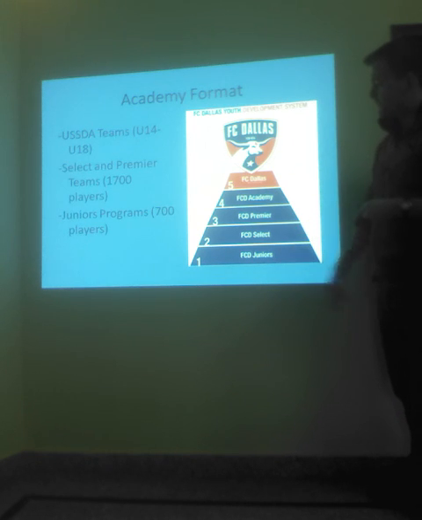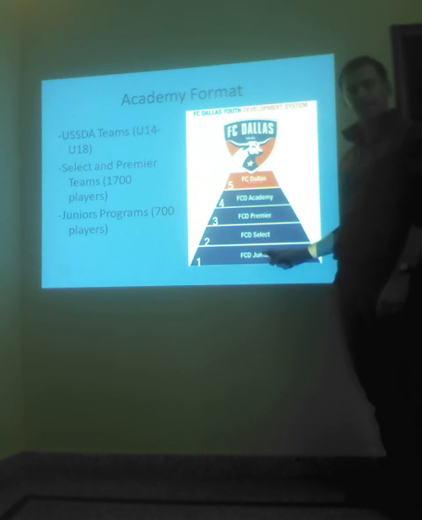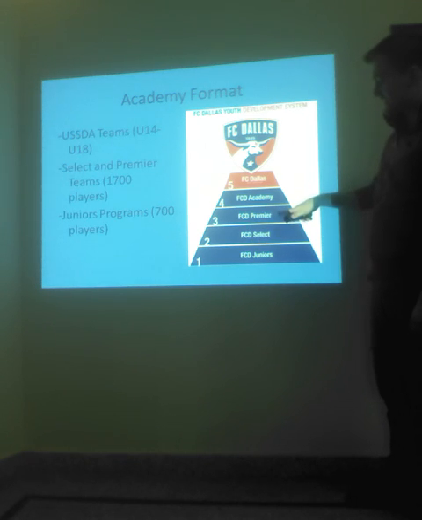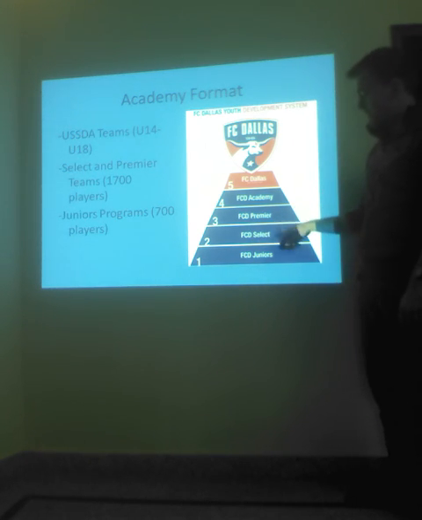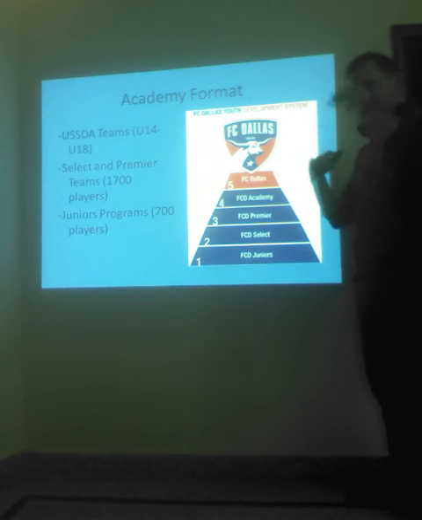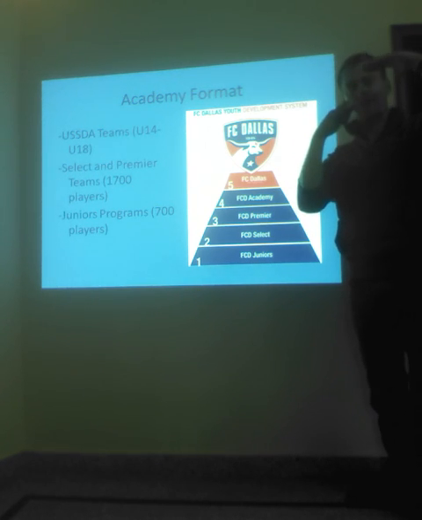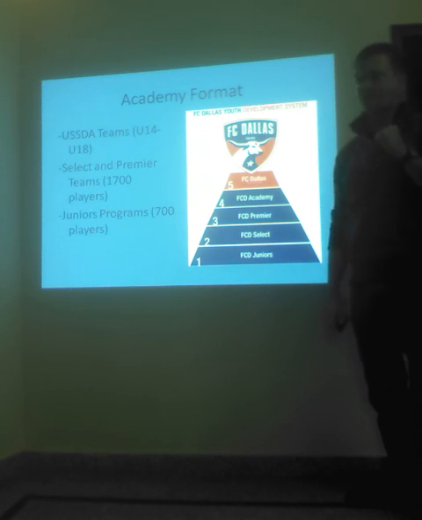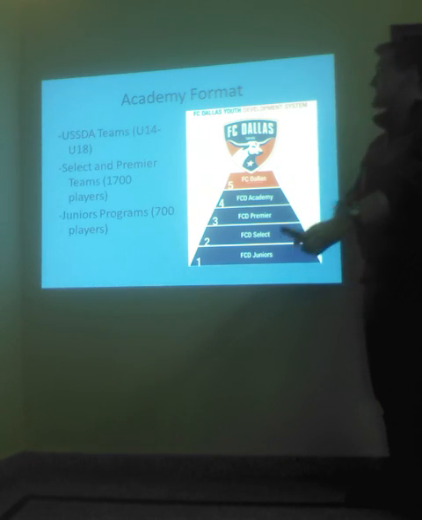Alright, as you can see, you've got 5 levels here. Starts off with FCD Juniors. So these are 7 to 10-year-olds who play for the academy. There are 700 of these currently playing for FC Dallas. You have the next 2 levels, FCD Select and FCD Premier. Now, Select and Premier are the same ages, about 11 to 14, but just different levels of play. So Premier would be more talented, higher level of play than Select. But FC Dallas has 1,700 players playing for them in these particular categories right now. Alright? And then the next level, the 4th tier, is their USSDA teams, under 14, under 16, and under 18. And they have about 72 players at the moment playing for them. So you've got about 2,500 players in the FC Dallas Academy.